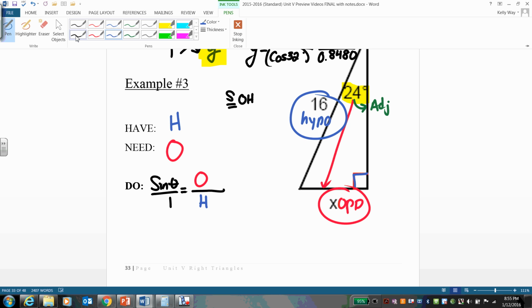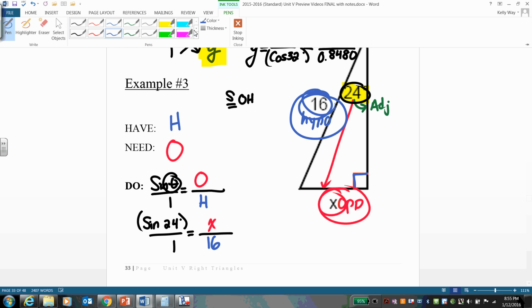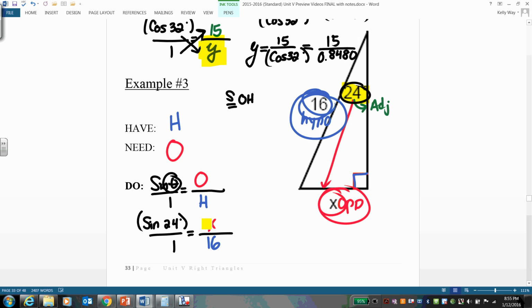Now we circle, plug, check. Sine of theta. Circle the theta. We're going to write it down right there. Sine of 24 degrees, I put parentheses around that, over 1, equals opposite, which is our x, over hypo, which is our 16. Do not touch your calculator until you isolate the variable.